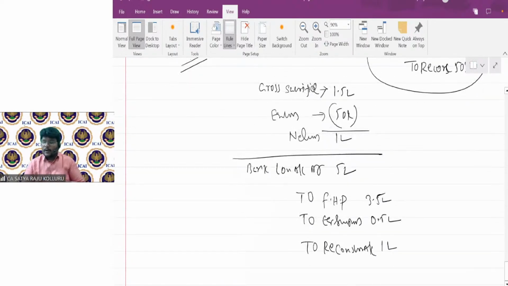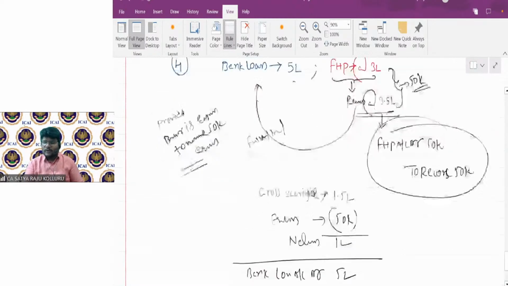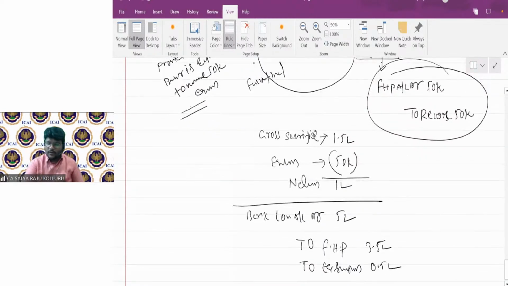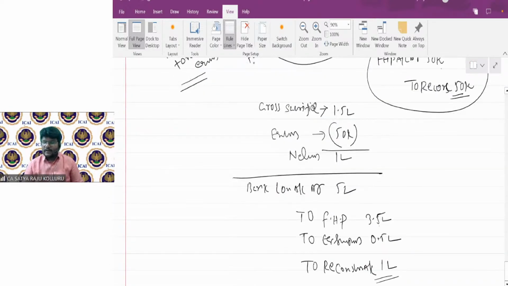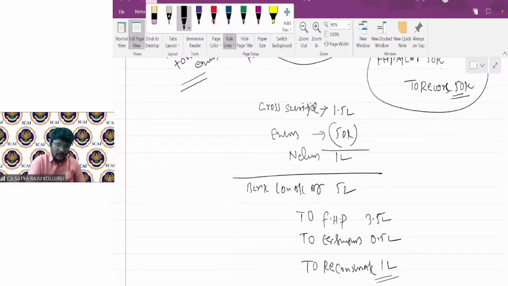Sir, I don't want to pass 2 entries, sir. I want to pass one entry. You can pass the net entry also. Here you increase the freehold property 50,000. Here it decreased the 3.5 lakh, right? So here reconstruction is 50,000. Here reconstruction is 1 lakh. Rather than passing 2 entries, you can pass one single entry as well if you want. But I'm always suggesting to pass 2 entries. Otherwise, you might get confused.